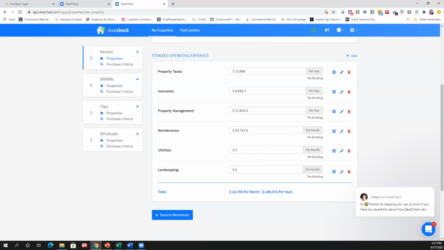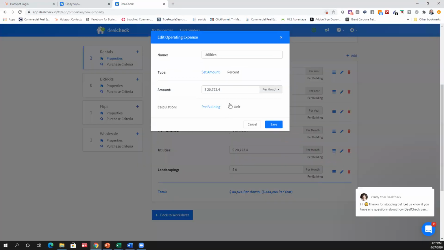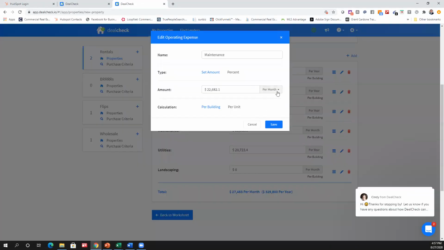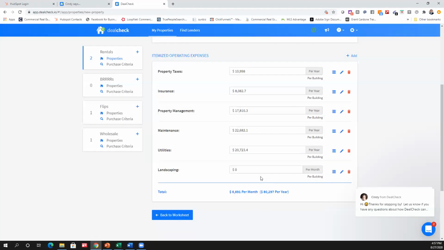Utilities were 20,000. Oh, actually, I put, this was utilities. I did a little typo. So the repairs and maintenance were actually 22,000. That's per year, not per month, or you'll get a really skewed number.